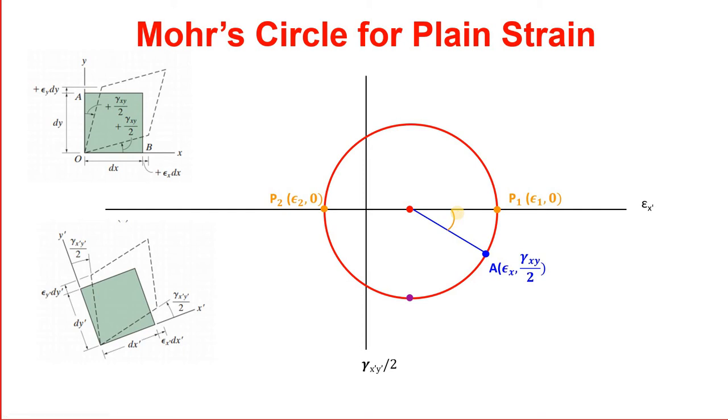Now what about the maximum in plane shear strain? This point can give you the magnitude of the maximum in plane shear strain, sorry, half of that value. The normal strain corresponding to gamma max in plane would be epsilon average. As you can see, it will have the same horizontal coordinate as the center, which has the epsilon average coordinate, and this vertical coordinate will give you half of gamma max in plane, and you can also see its direction like this. This will be 2 theta s.